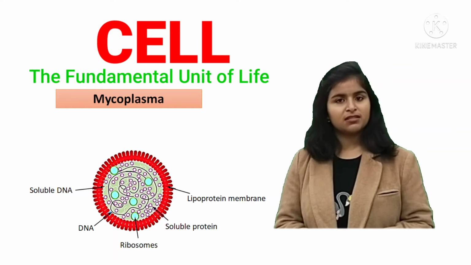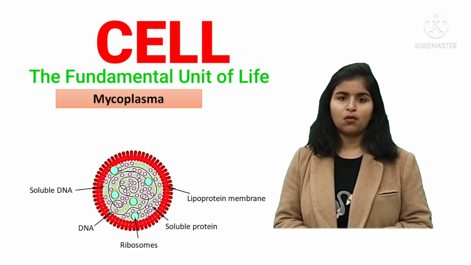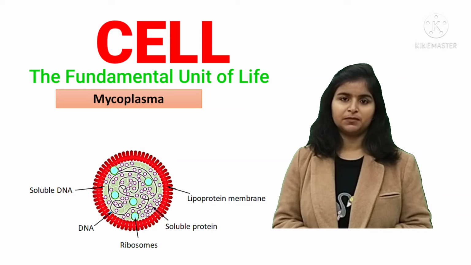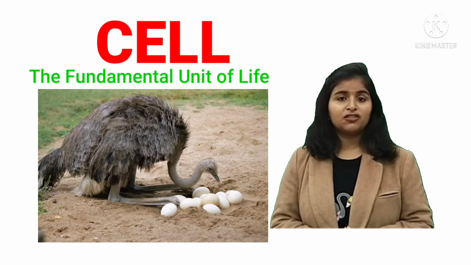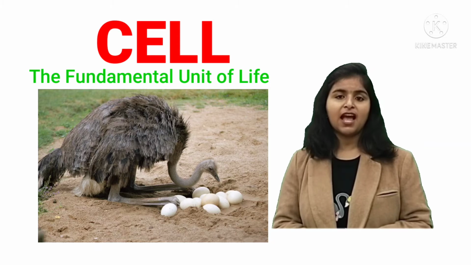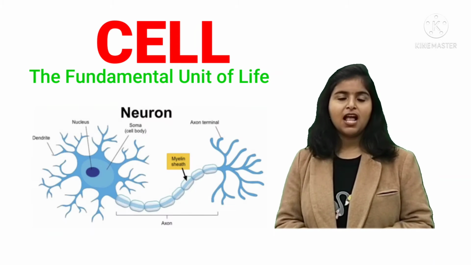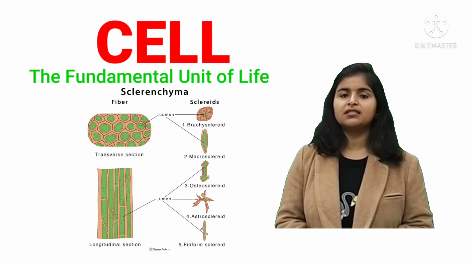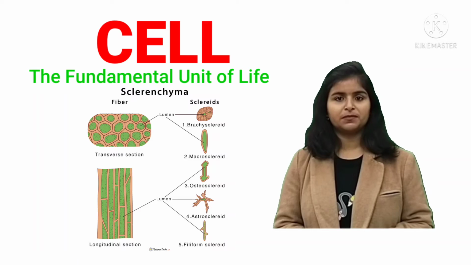The smallest cell is PPLO, that is mycoplasma. The largest cell is the ostrich egg. The longest animal cell is the nerve cell, and the longest plant cell is the sclerenchyma fiber.